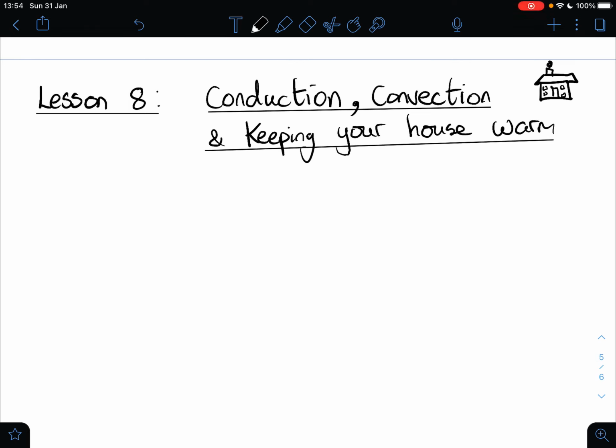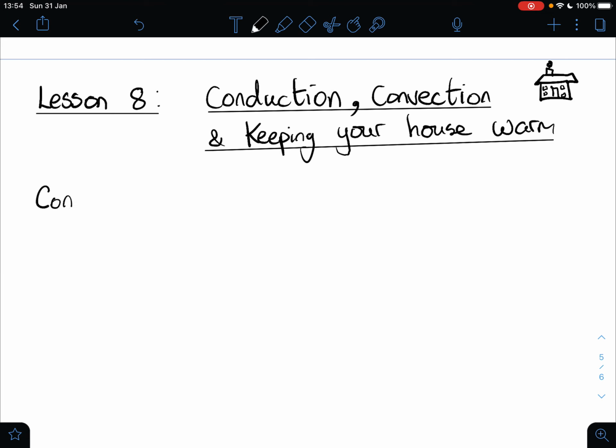Okay, welcome to lesson 8 in the paper 1, topic 1 energy module. In this module, we'll be looking at 3 different things: conduction, what is it, convection, and then we'll be bringing it all together to look at examples of how we use it to keep our house warm. So, first one we'll do is conduction.